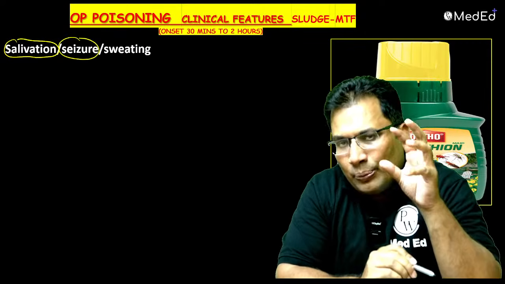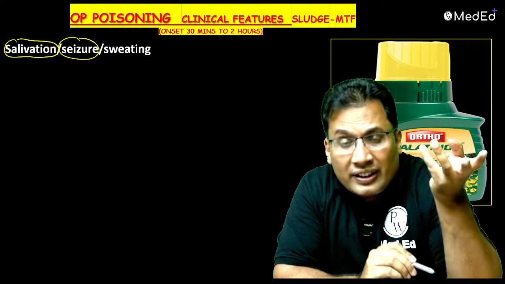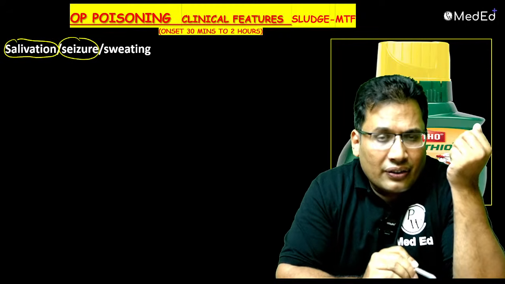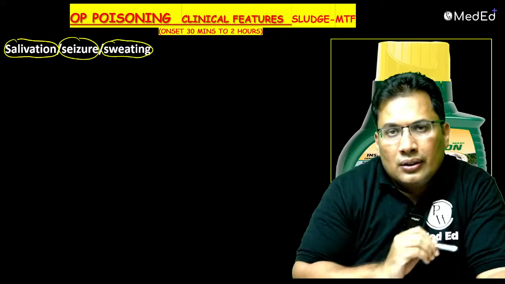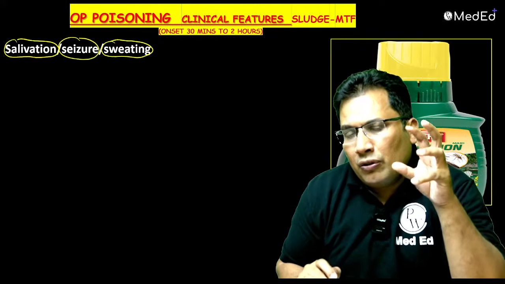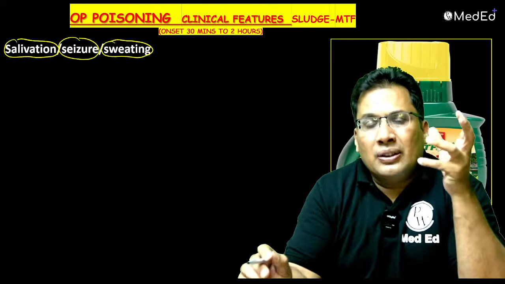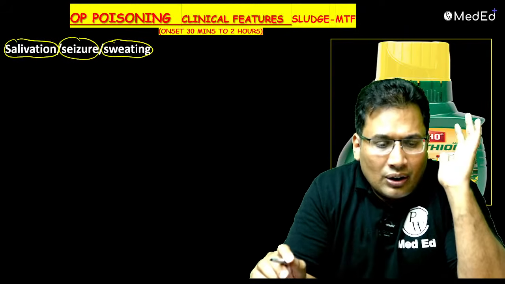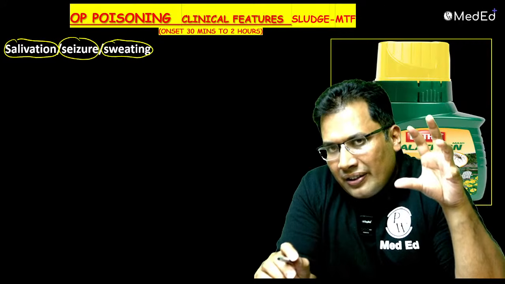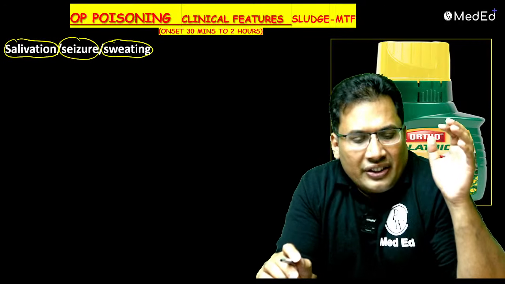because of the CNS stimulation. Because of acetylcholine, there can be convulsions and sweating. The sweating is a feature of activity of the sympathetic system, but the neurotransmitter is acetylcholine. So common clinical features in OP poison: salivation, seizure and sweating.